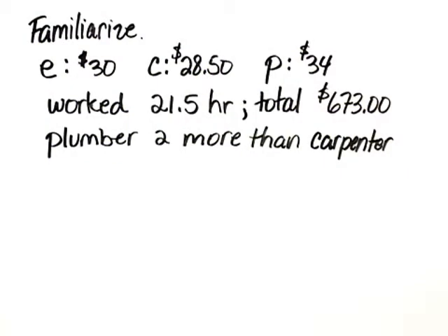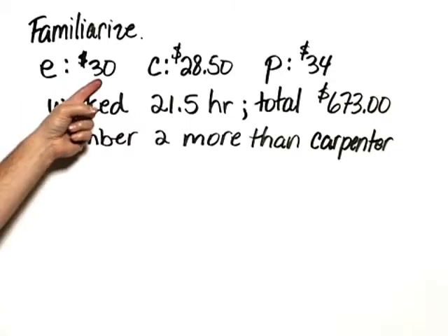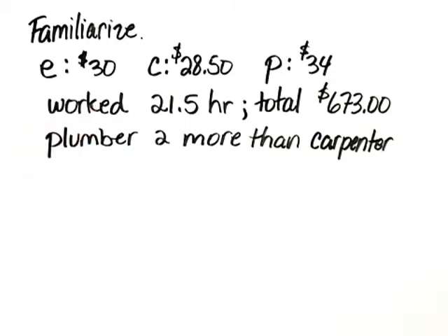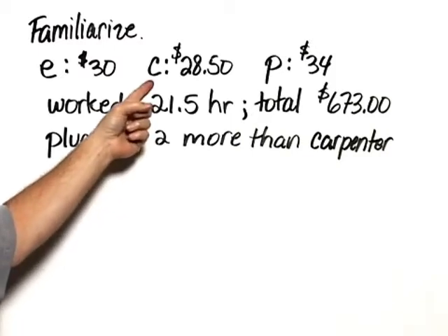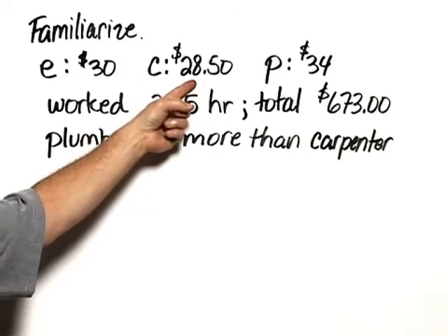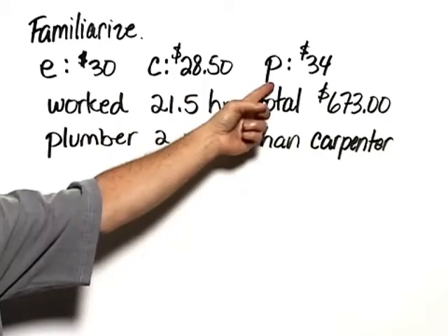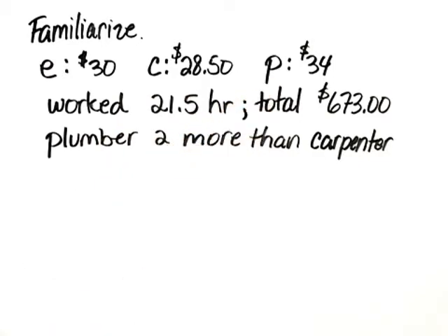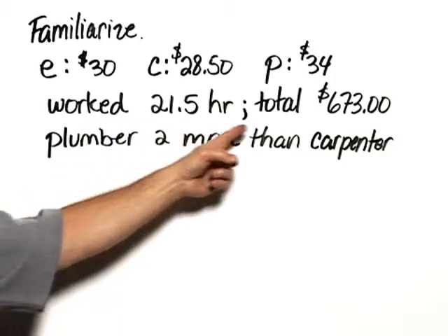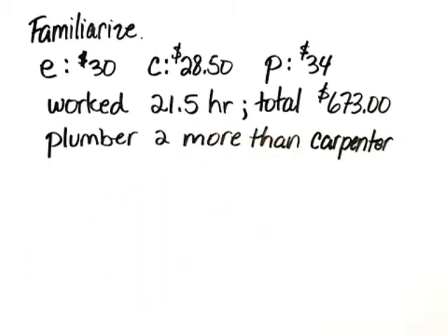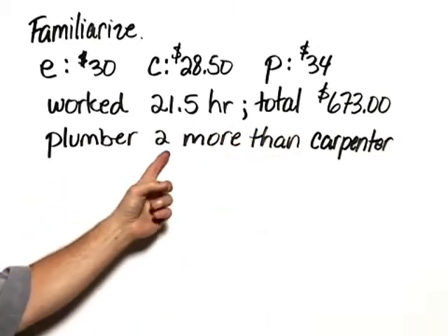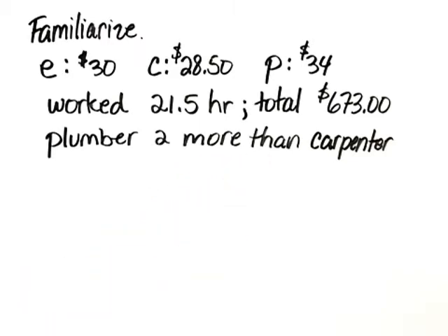The first step in the 5-step process of solving application problems is to familiarize yourself with the problem. We're going to let E equal the number of hours the electrician worked, and that electrician earns $30 per hour. We will let C equal the number of hours the carpenter worked, making $28.50 per hour, and let P equal the number of hours the plumber worked at $34 per hour. We know they worked a total of 21.5 hours for a total of $673. And we also are told the plumber worked 2 more hours than the carpenter.